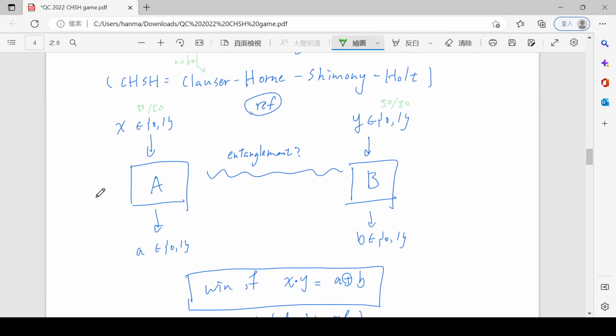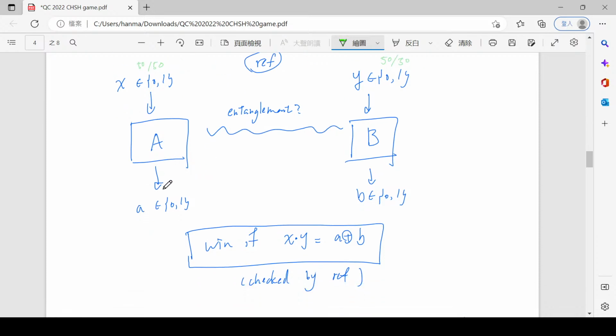So here's again CHSH. Alice and Bob share entanglement or shared randomness, and there is a referee. The referee will send one input to Alice and one input to Bob. The referee will send one bit X, 0 or 1 with 50-50 probability, to Alice, and one bit Y to Bob, which is also 50-50, and those are independent.